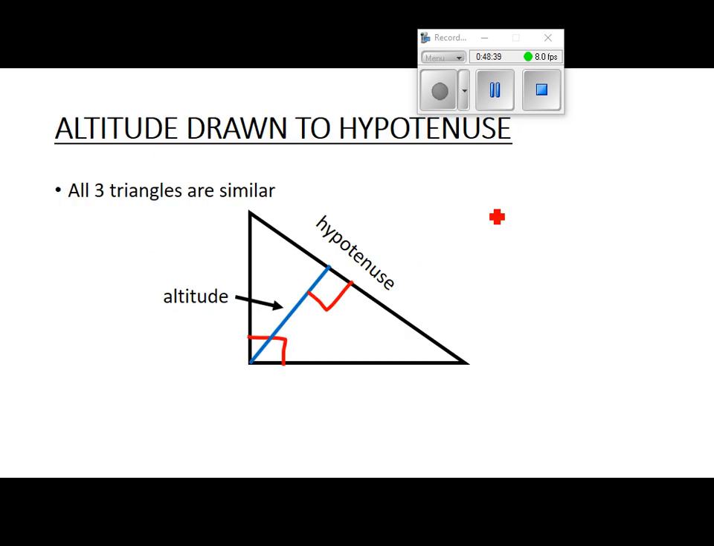Okay. Altitude drawn to a hypotenuse. Fill in what you need to fill in on this one. Where is there a hypotenuse located? And what kind of triangle? A right triangle. So what's this saying? Anytime you have a right triangle, we talked about this the other day, and you draw an altitude from the right angle to the hypotenuse, three triangles are formed, and all three of those triangles are similar to each other.